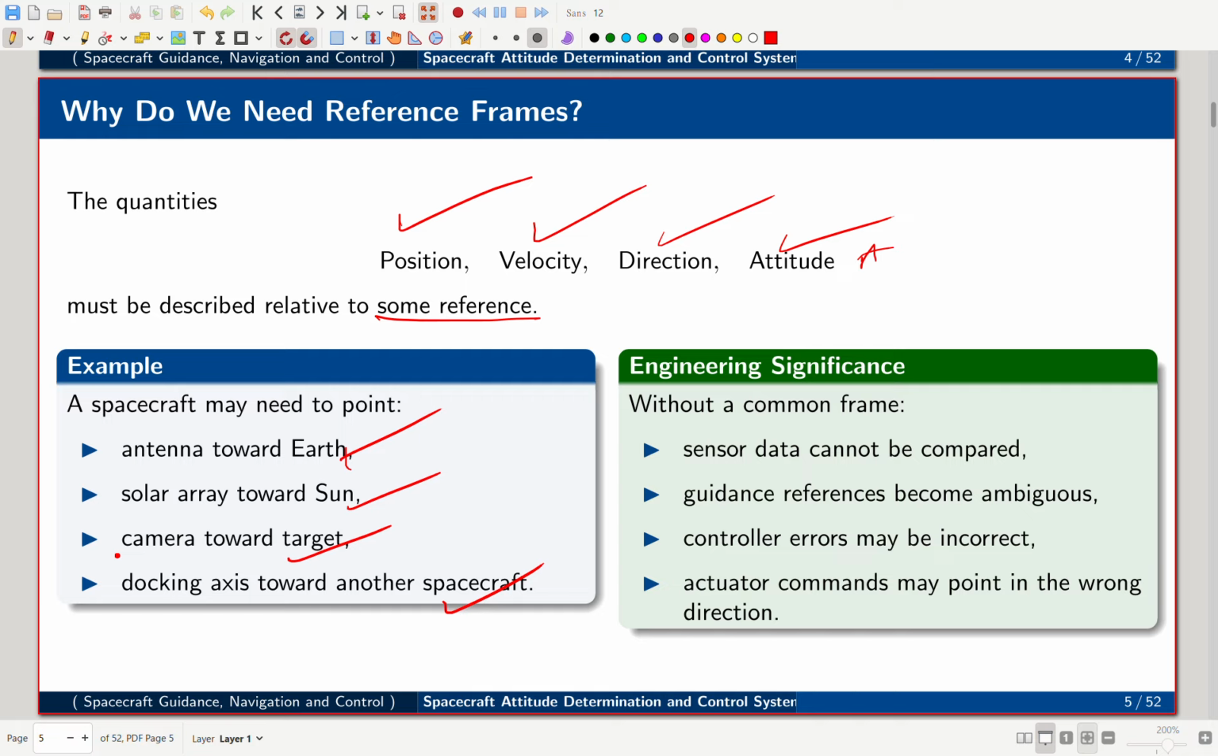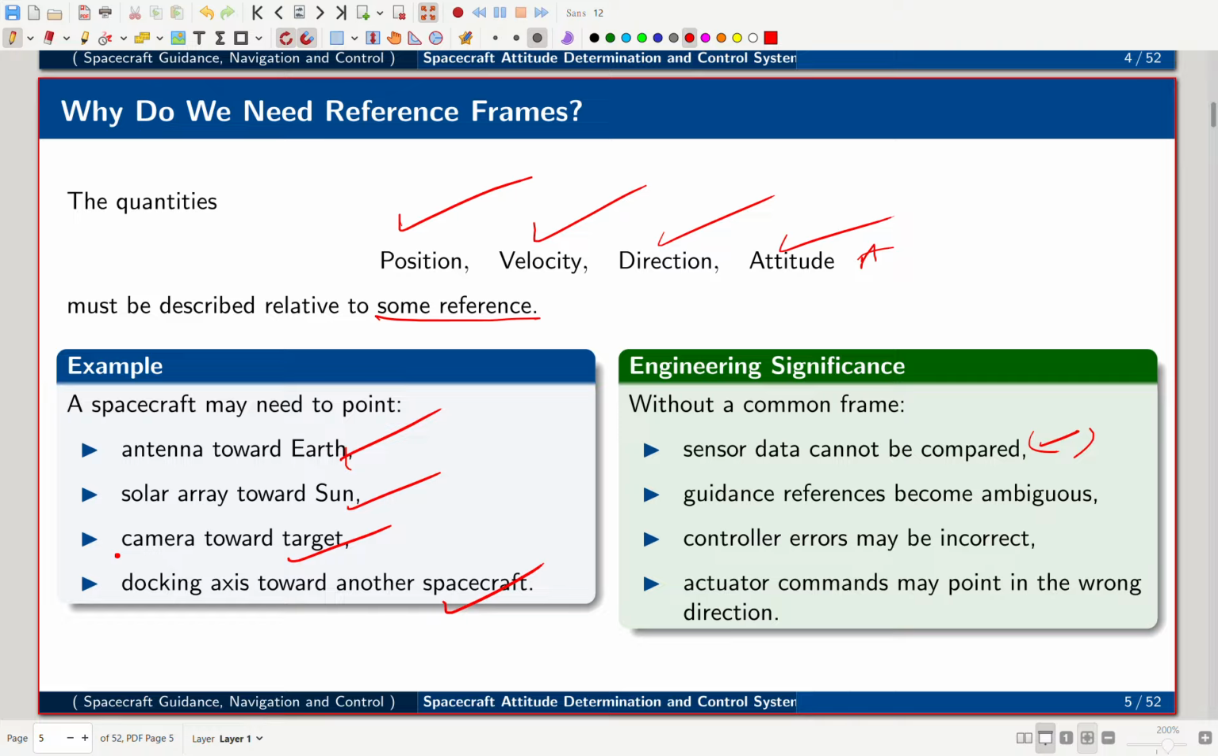So engineering significance: without a common frame, sensor data cannot be compared. So that's very important. Like, you have the sensor suite, right? And you have to perform the sensor fusion. We will discuss the sensor fusion in detail later.